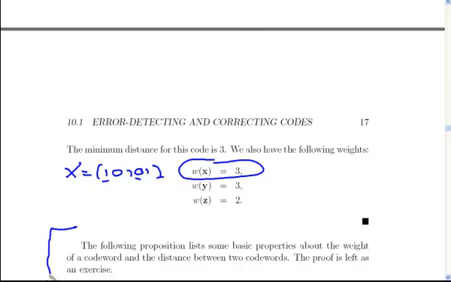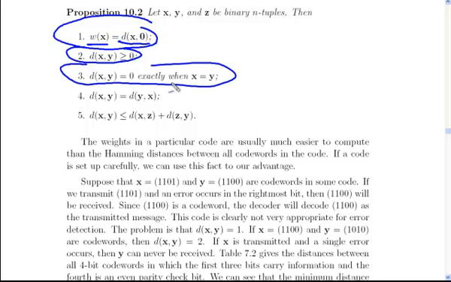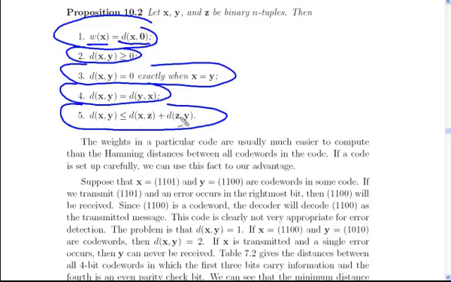All right, so here we have some basic properties relating weight and distance between code words. Let's go through these properties quickly. The weight of a code word is the distance between the code word and the 0 code word. That falls right out of the definition of weight and distance. The distance between any two code words is bigger than or equal to 0. Think about what the definition of distance is: it's the number of digits where they differ, so that's got to be positive, or 0. The distance is 0 exactly when X equals Y. The distance between X and Y is the distance between Y and X. And the distance between X and Y is less than or equal to the distance between X and Z plus the distance between Z and Y.